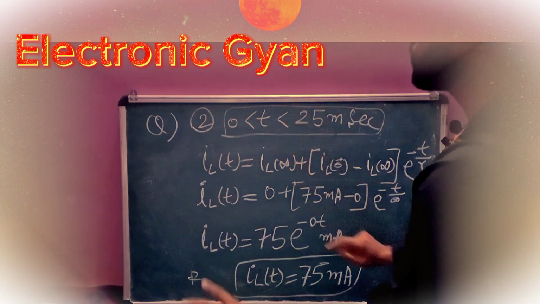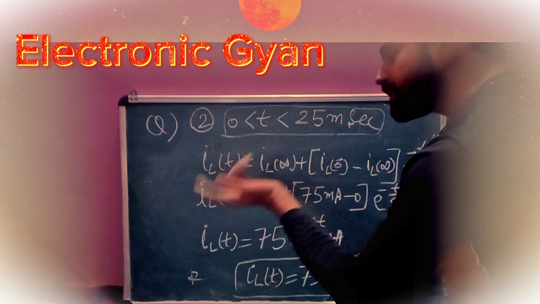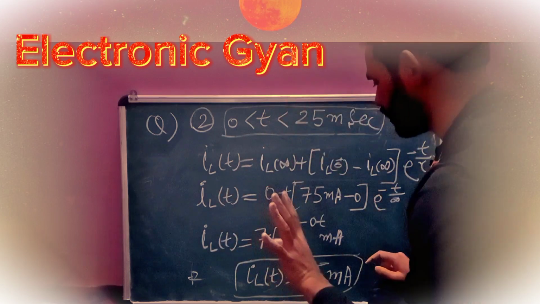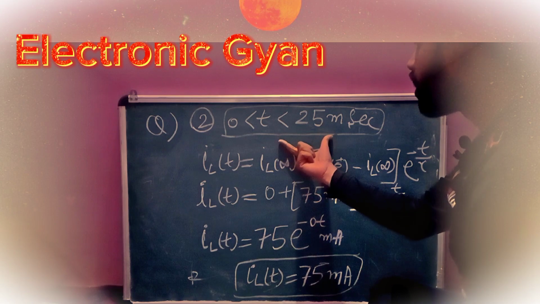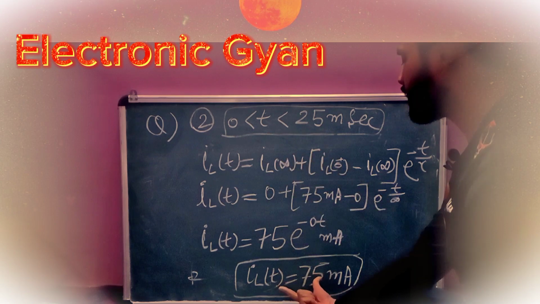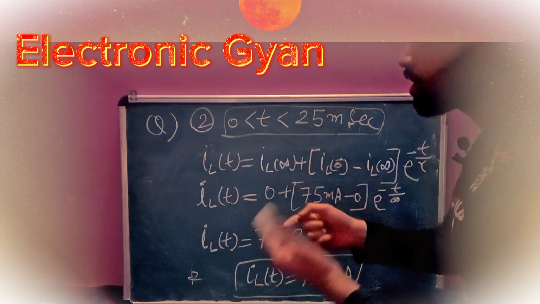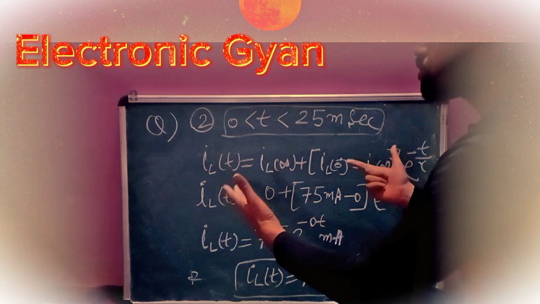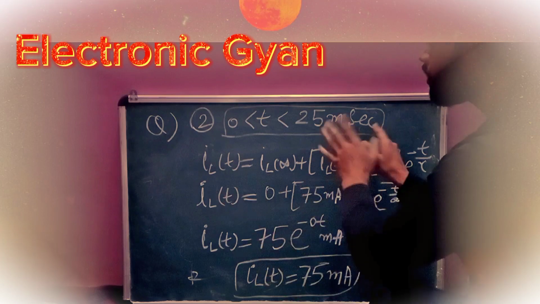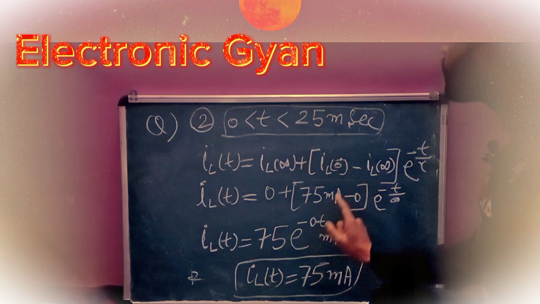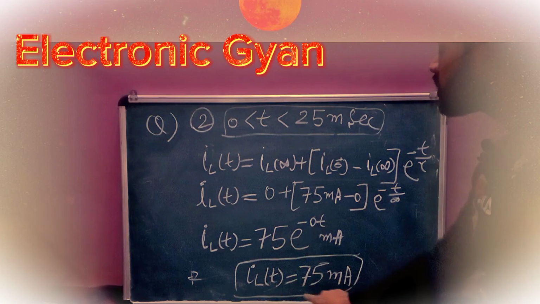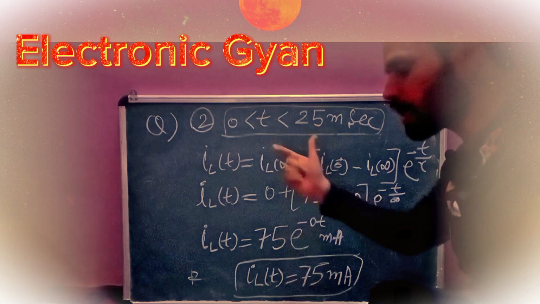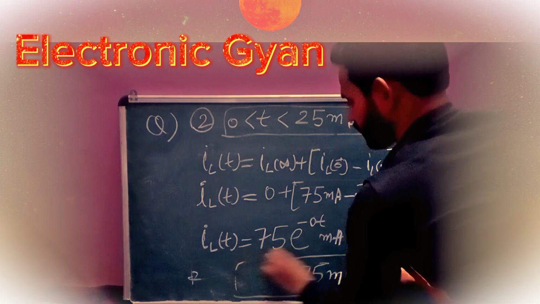Now we are going to see the third and final case, that is our circuit for t greater than 25 millisecond. What is our circuit? We are going to draw it for t greater than 25 millisecond. And here you note down the current IL of t is equal to 75 milliampere, which we have obtained for this duration of time. So let's see further.